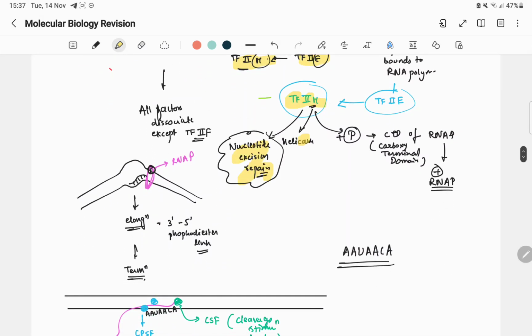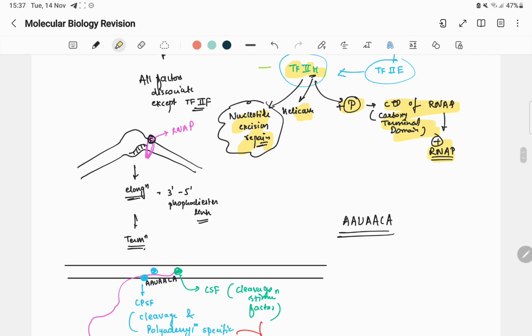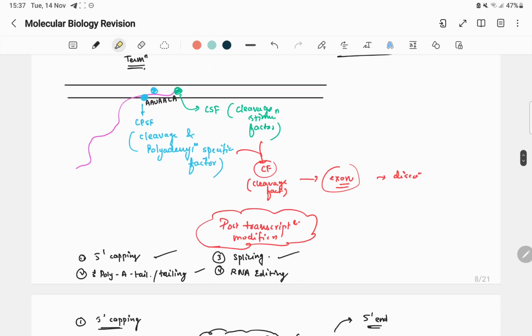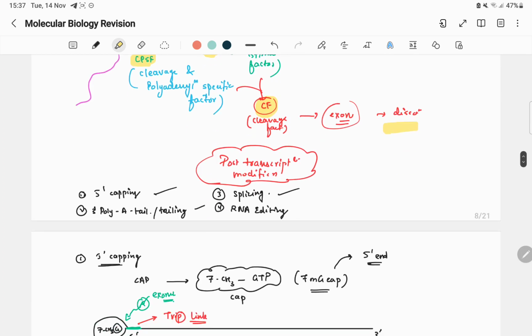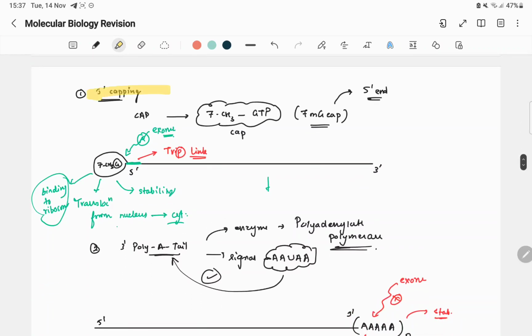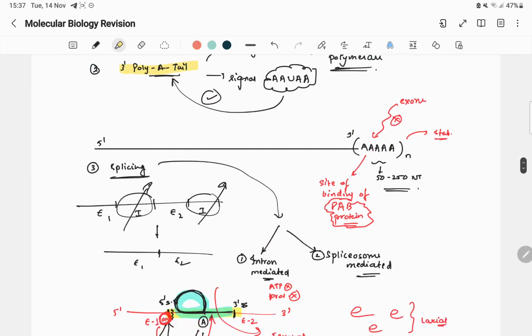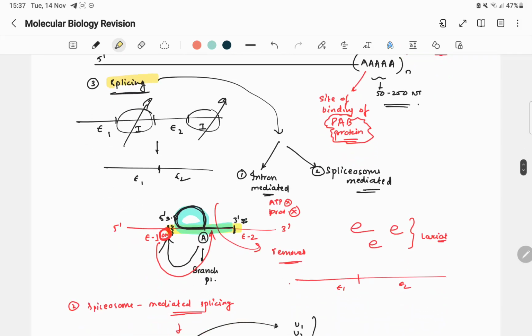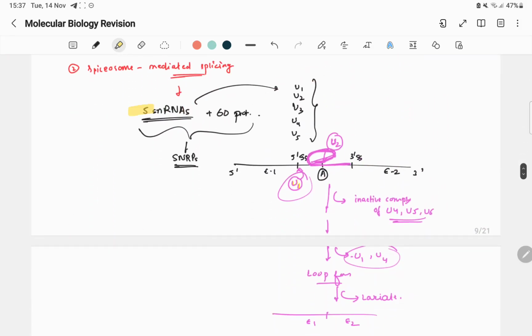TFIIH has helicase and nucleotide excision activity, and it phosphorylates the carboxy terminal of RNA polymerase, activating it. Then termination is by CPSF and CstF, which stimulate the CF, which causes the dissociation of everything. Then post-transcriptional modifications, we discussed 5' capping, poly-A tailing, splicing, and mRNA editing.